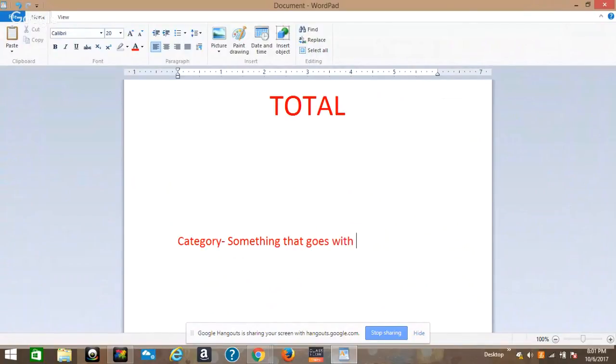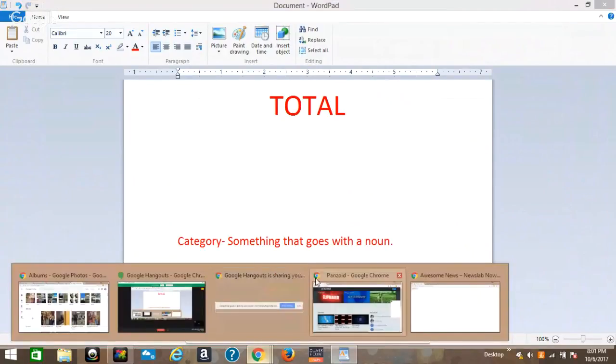A noun. Goes with a noun. So, okay. My Google Photos here. Cars. I'll just put it down like this. A category. Something that goes with a noun. All right, so let's think of some things. Cars. And cars. All right, we'll go.